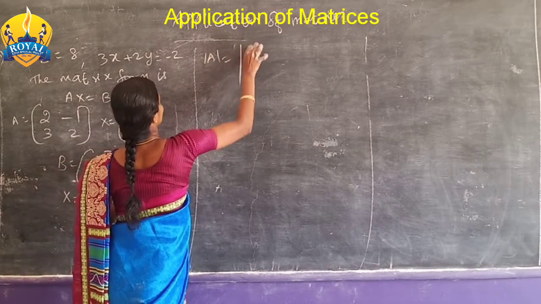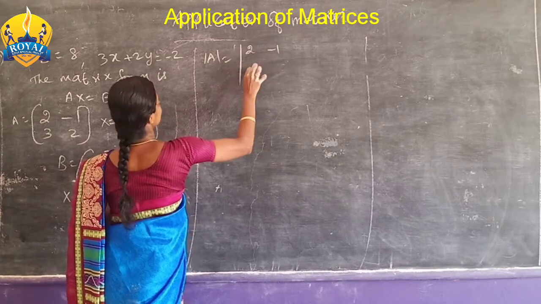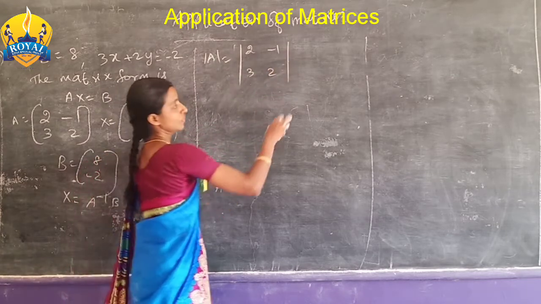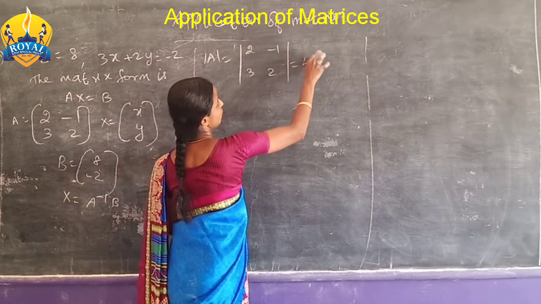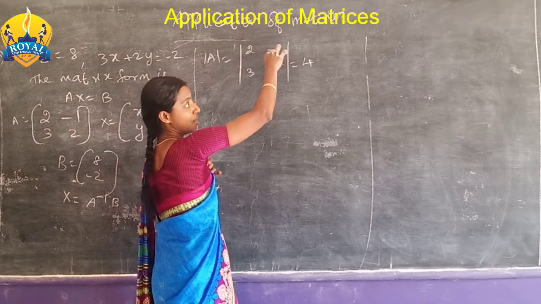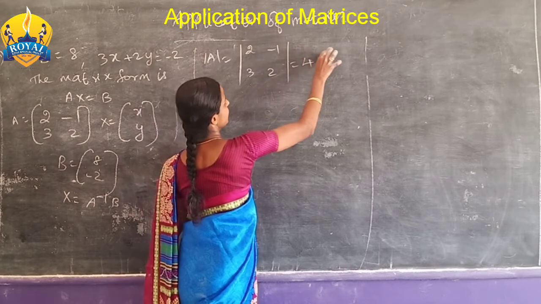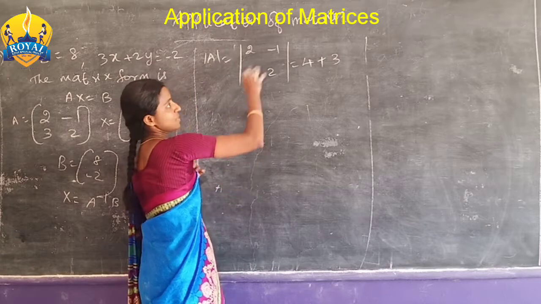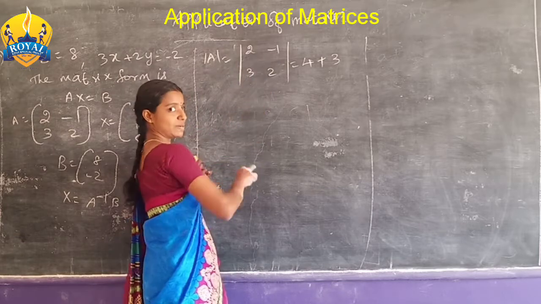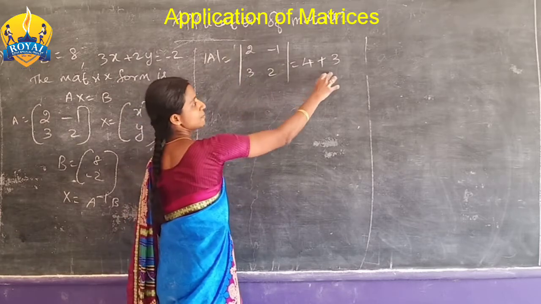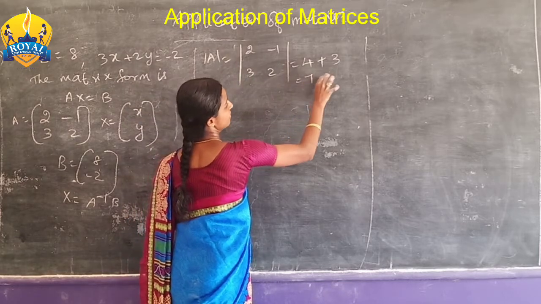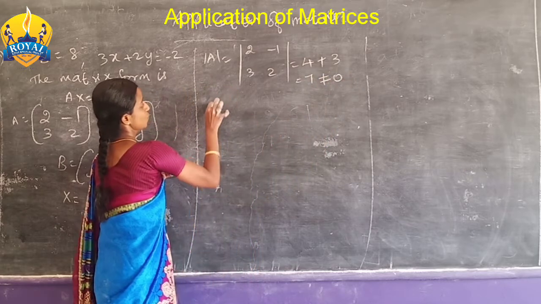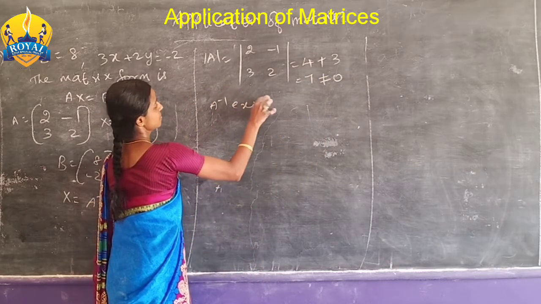Determinant of 2 minus 1, 3, 2. So here 2 2s are 4. If we go in the reverse order, already I got minus. So this becomes plus 3 into minus 1, reverse order minus, 3 into minus 1 minus. Minus of minus becomes plus 3. So 7, not equal to 0. So A inverse exists.